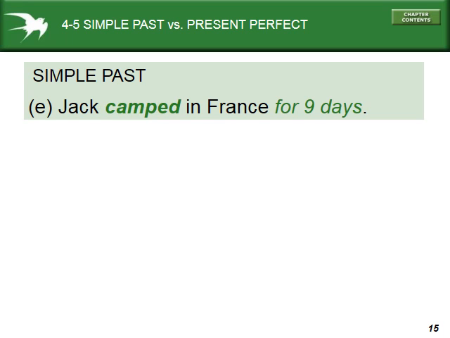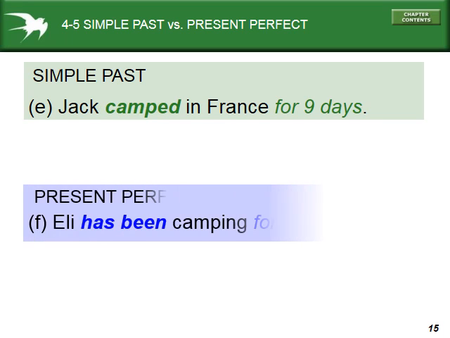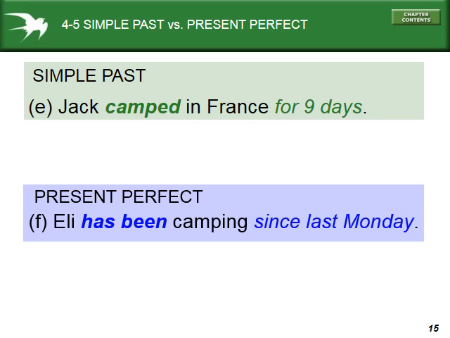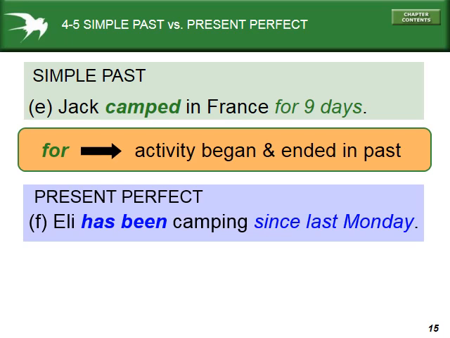So here we say Jack camped in France for 5 days, and Eli has been camping for 9 days. Sorry, 9 days in both of these. Or Eli has been camping since last Monday. All right. So the difference here is that when we talk about the simple past, remember, the simple tenses are talking about the whole of them. So we're talking about something that has begun and has also ended.